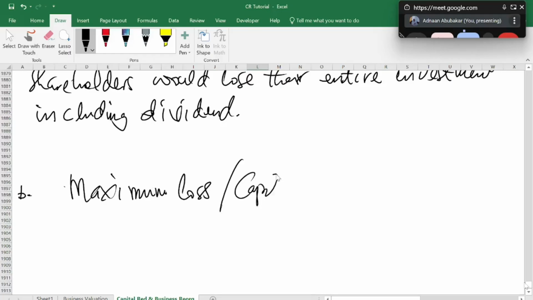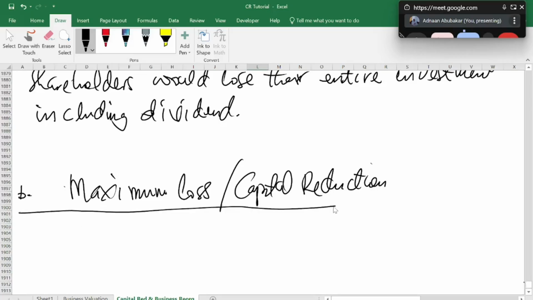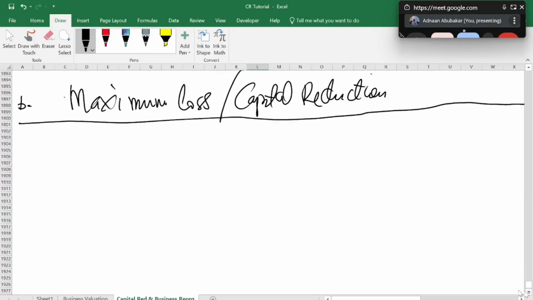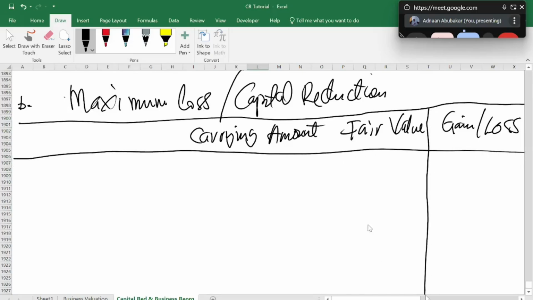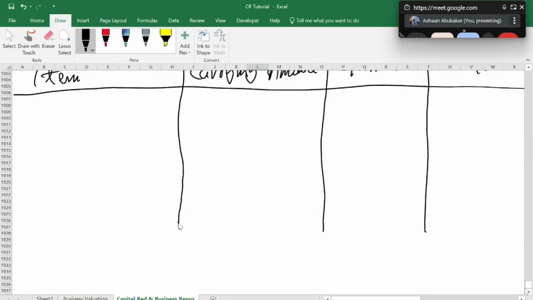Or you can say capital reduction. Then you underline it. When you underline it, you will have your carrying amount here, your fair value here, and your gain or loss. When you are done, you underline it beautifully. Then you go into the question and start picking the items one by one. Start with PPE, property, plant, and equipment.